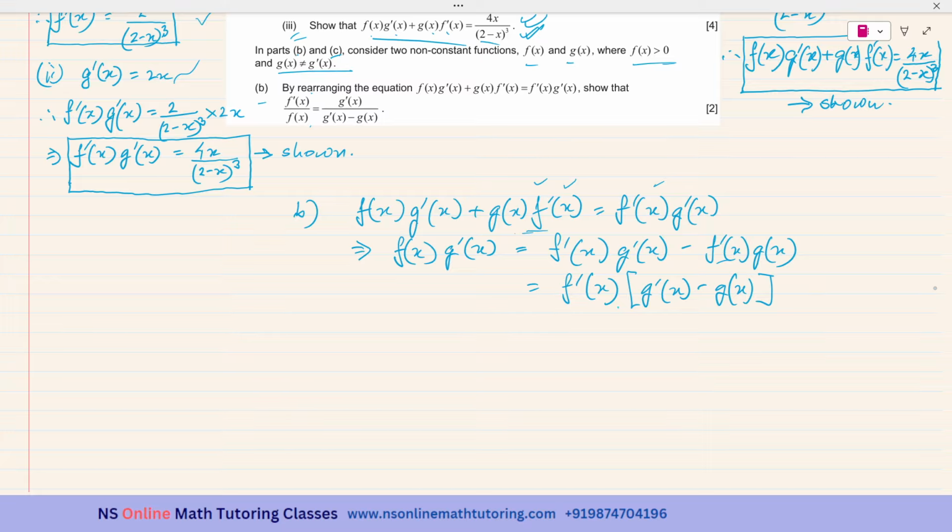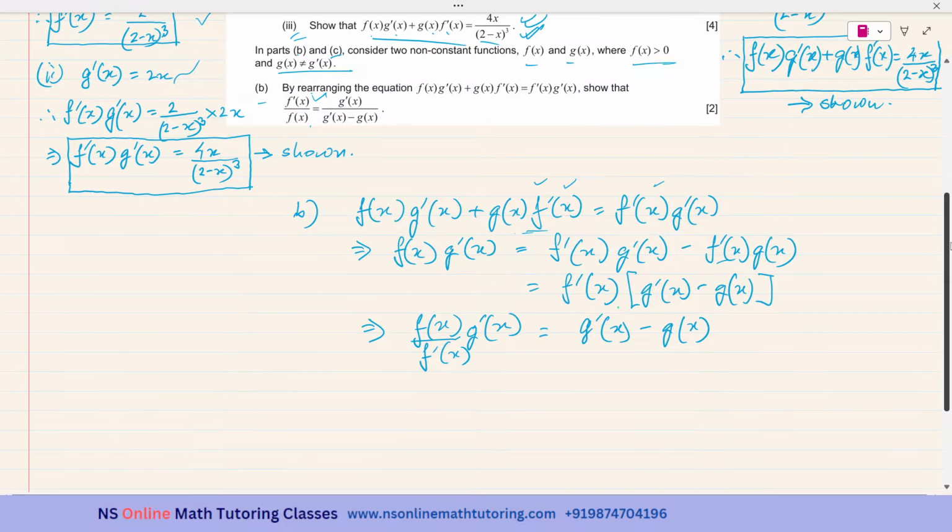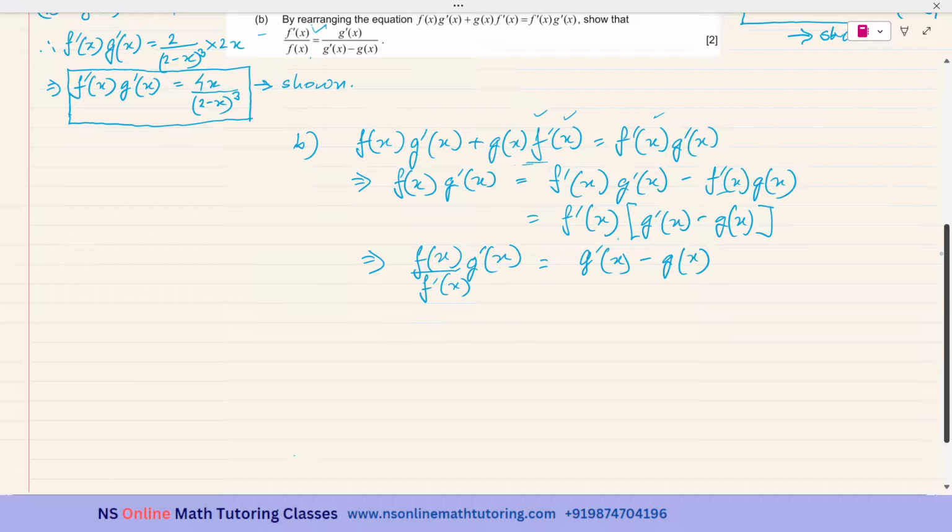Okay, so now I'm dividing both sides by f dash x. So I am getting f of x times g dash x over f dash x is equal to g dash x minus g of x. Okay, they have taken f dash x in the numerator. That means I have to again flip this. No problem.